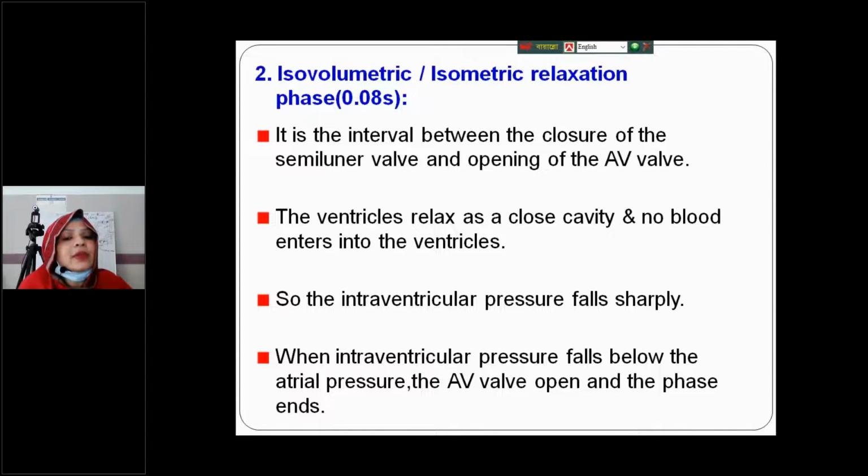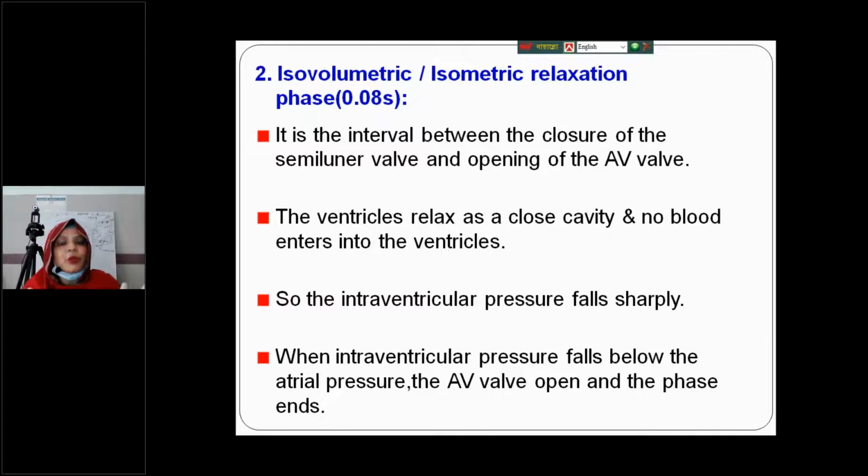That's why intraventricular pressure falls sharply. When intraventricular pressure falls below the atrial pressure, the AV valve opens and the phase ends. That is, whenever intraventricular pressure falls below the pressure in the atria, that time the AV valve opens and blood goes towards the ventricle, because during ventricular diastole the ventricle gets its blood supply. From where? From the atria.